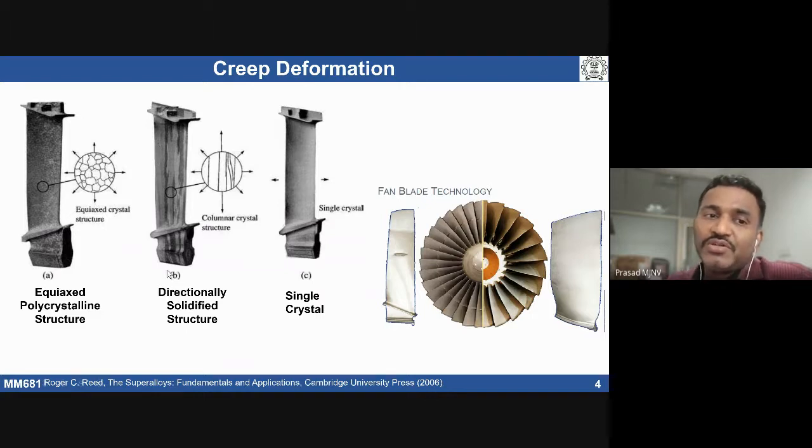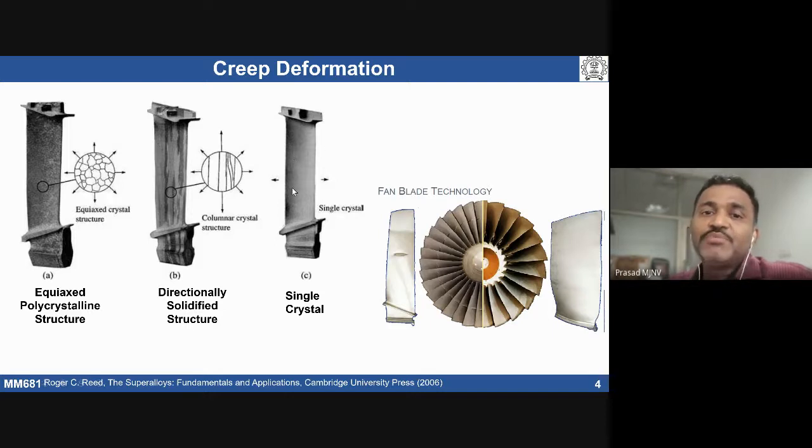Equiaxed polycrystalline structures are relatively cheaper as compared to DS grade, whereas single crystals are relatively expensive in nature. If we use single crystal material as turbine blades, we talk about nickel based superalloys, which can be produced in all these forms. We can produce polycrystalline, DS grade, and single crystal also. But the cost of the whole thing is going to be high, because the way we produce single crystals is a costly affair. So that makes the overall thing expensive.